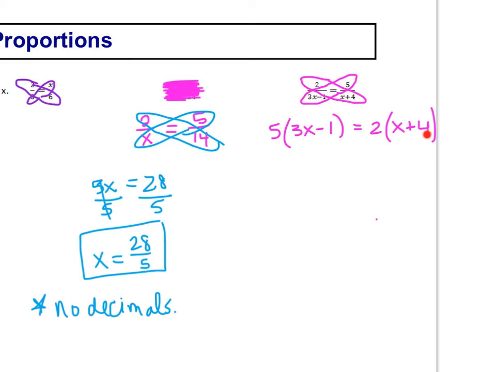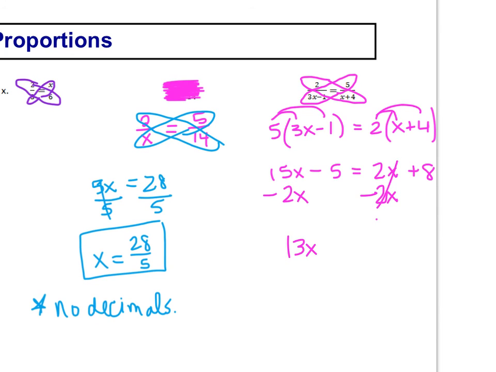We've got parentheses on both sides, so we're going to start out by distributing. So we'll distribute the 5, and we get 15x minus 5 equals 2x plus 8. Alright, so look at each side. We don't have any like terms to combine, so next thing we want to do is get these x's together. I'm going to go ahead and subtract the 2x to get it over here with the 15x. That leaves us with 13x minus 5 equals 8.